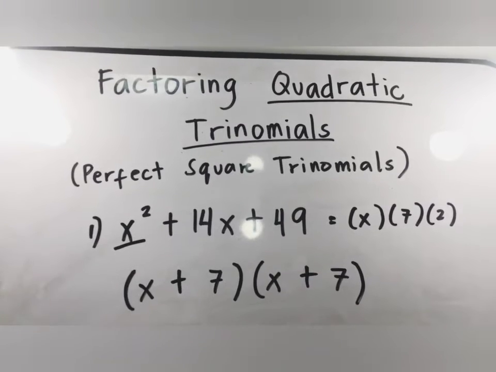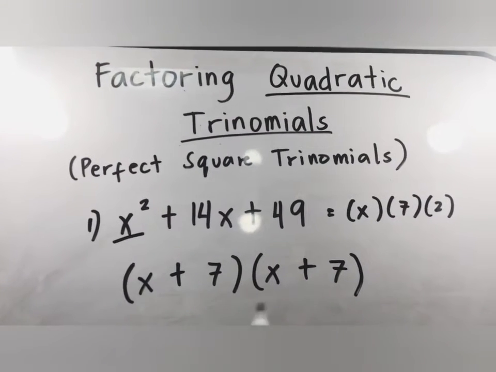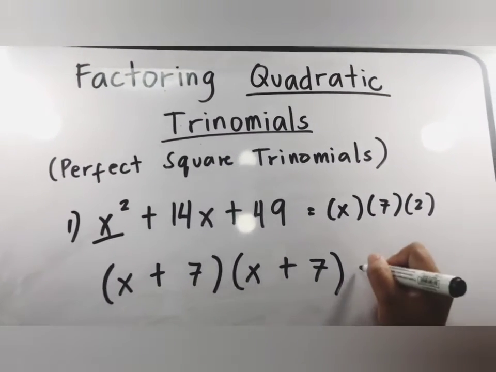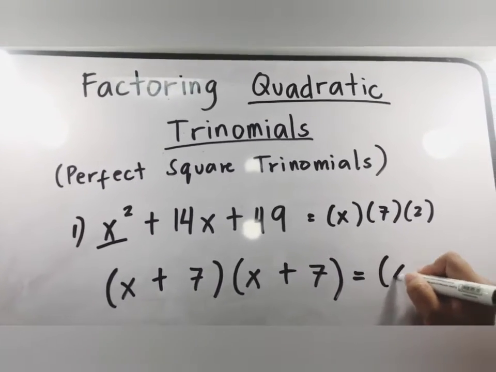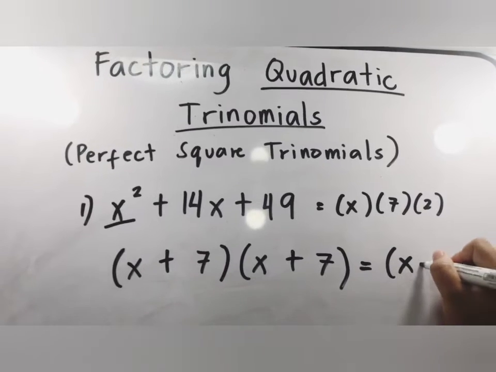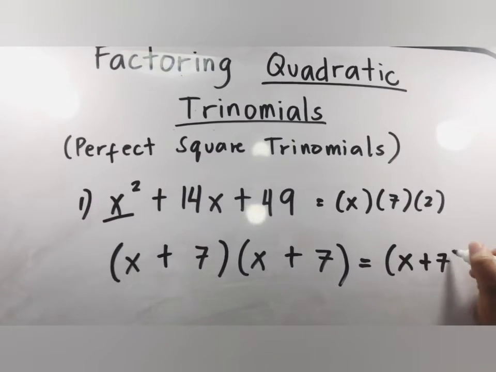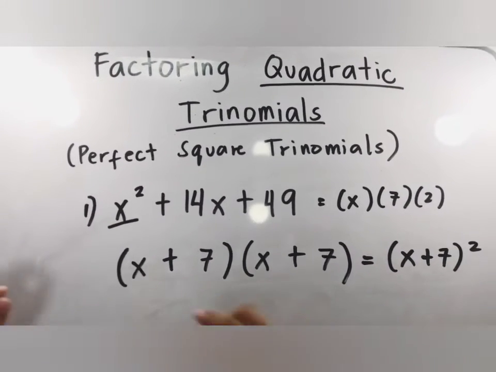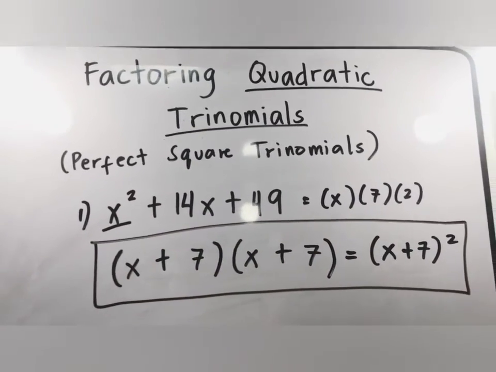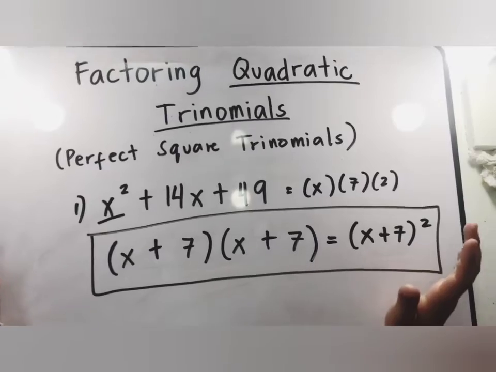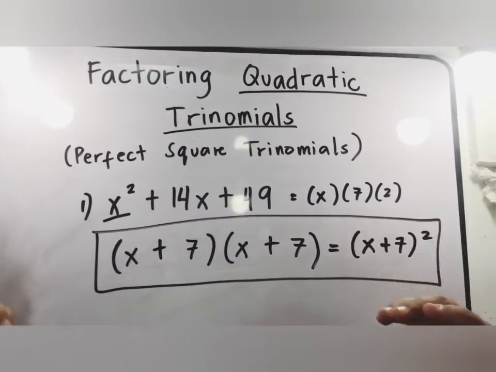So since again there are two identical binomials, we can write this as the square of a binomial. So we can write it as the quantity of x plus 7 squared. So this is now the answer. Now, how are we going to know if these are the right factors? Of course, we will do the checking.